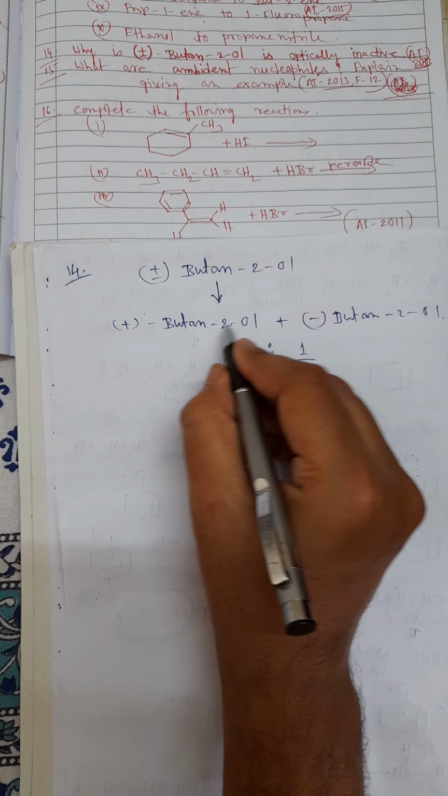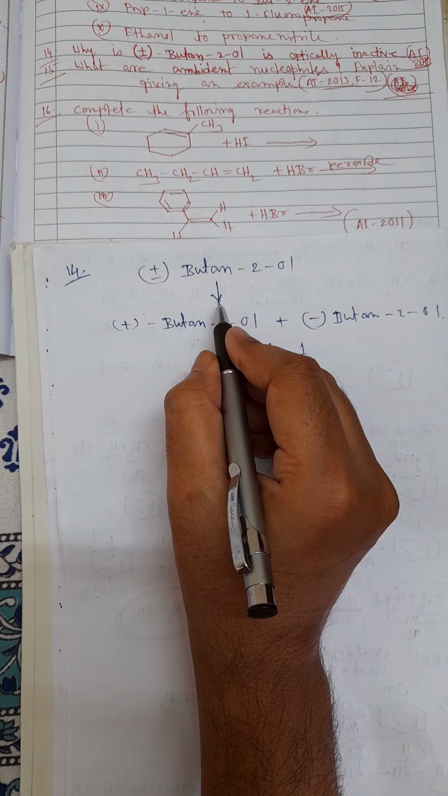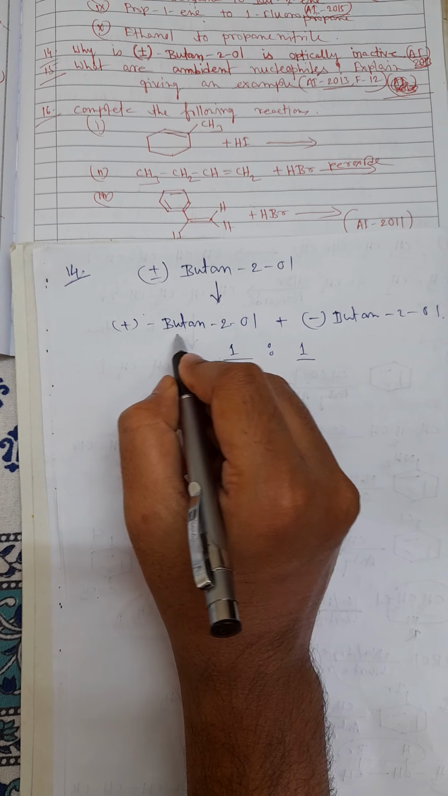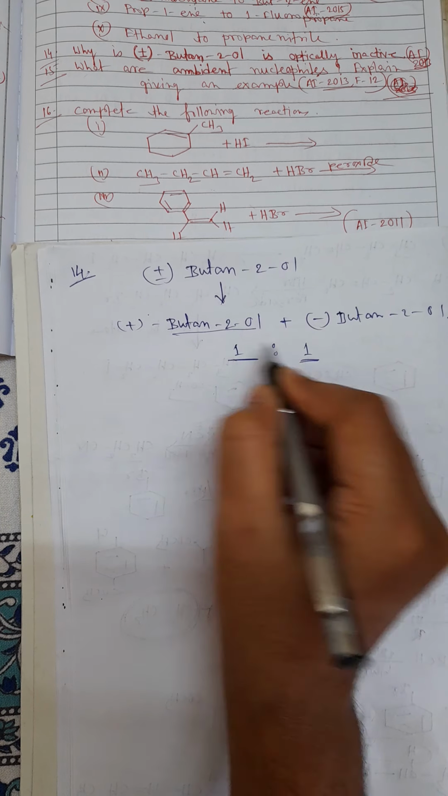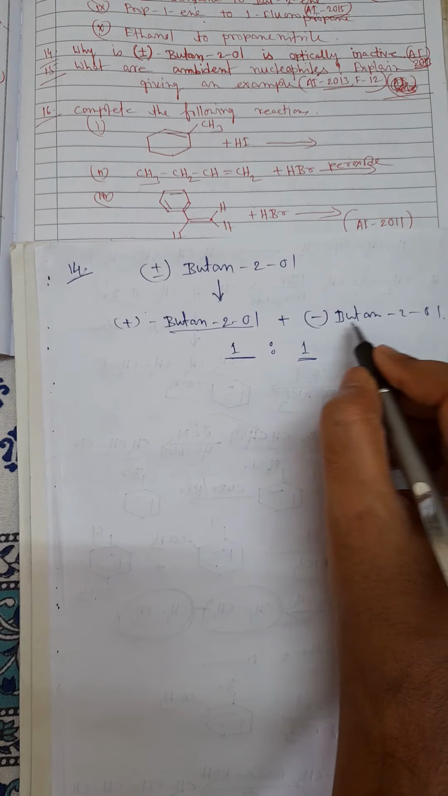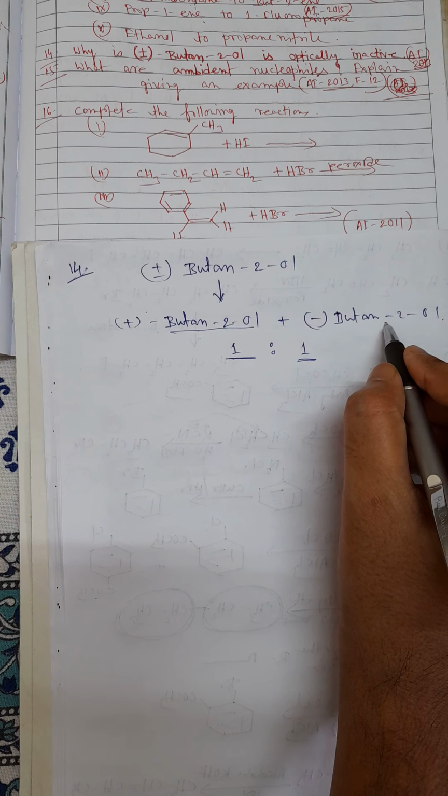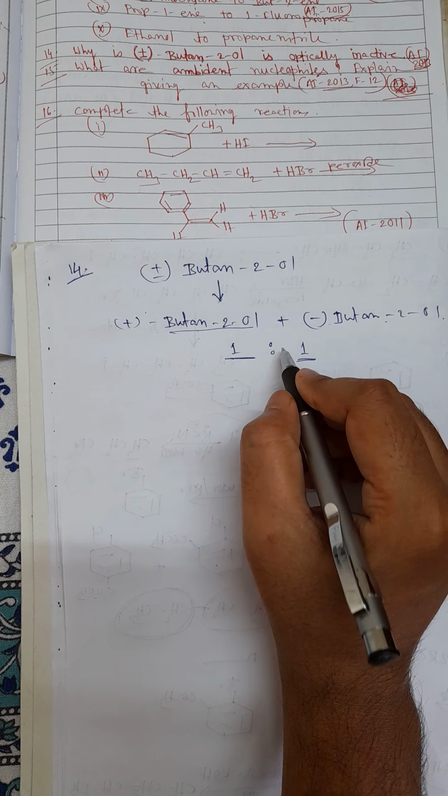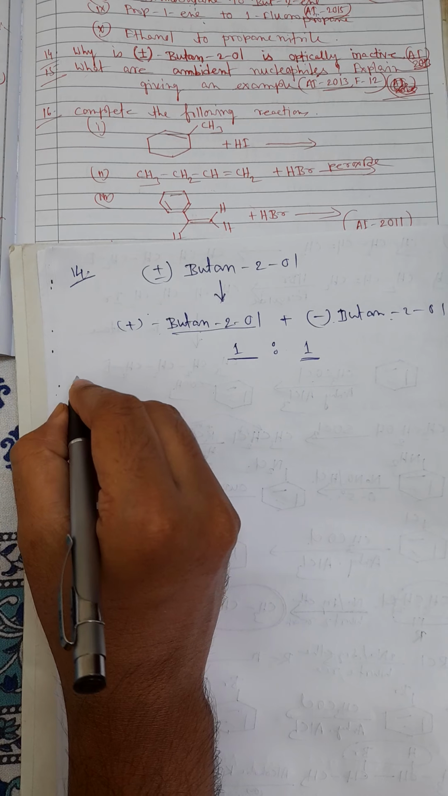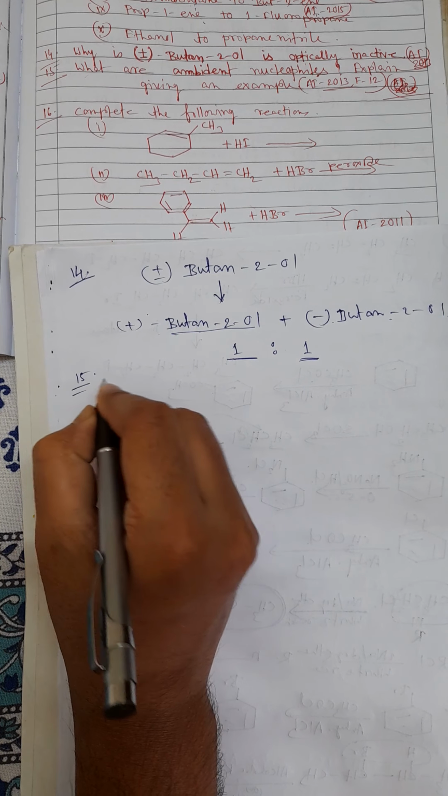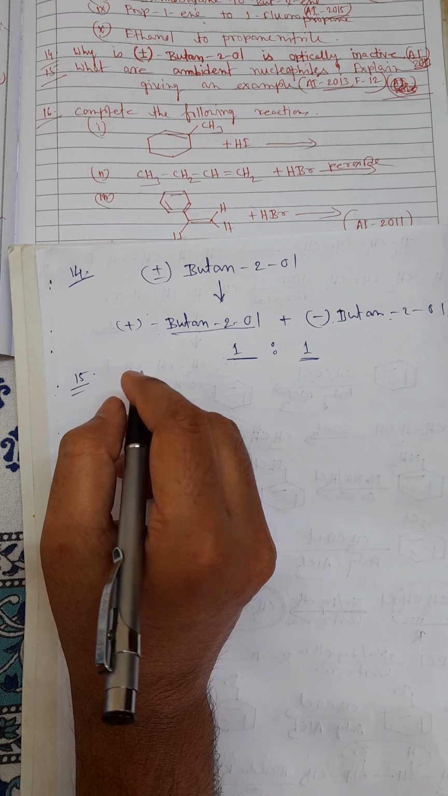I repeat it once again. Plus minus butanol is the equimolar mixture of plus butanol and minus butanol. For that reason it is a racemic mixture, thus it can't rotate the plane polarized light. So it is optically inactive.